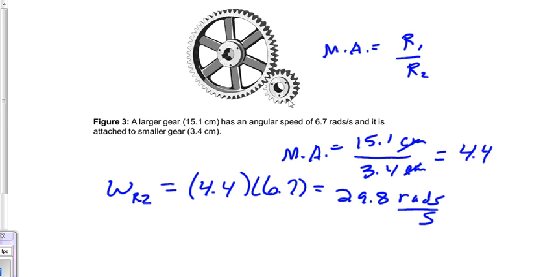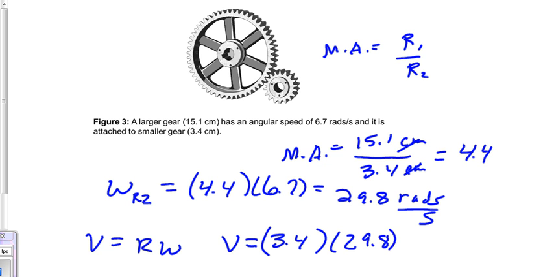Now, if I do want the linear velocity of the smaller gear, I'll just use my equation V is equal to R omega. So the linear velocity of the smaller gear is going to be its radius, which is 3.4. That's in centimeters, so our answer will come out in centimeters per second. We'll multiply that by 29.8 rads per second. And that gives us about 101 centimeters per second as the linear velocity of the smaller gear.